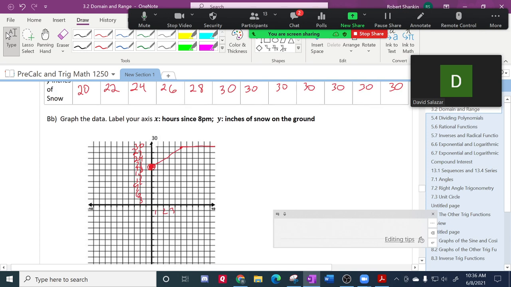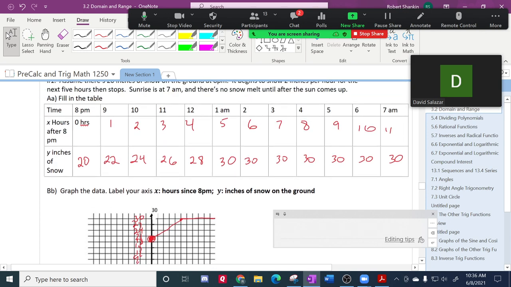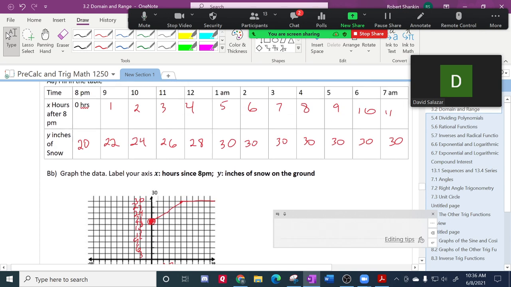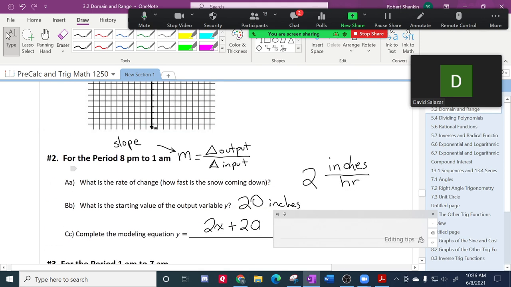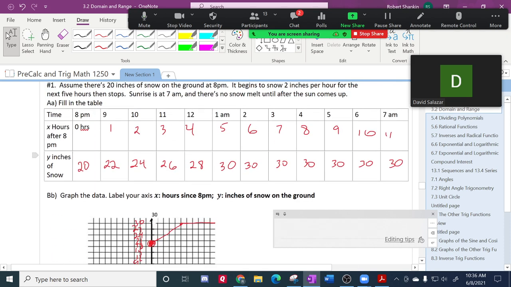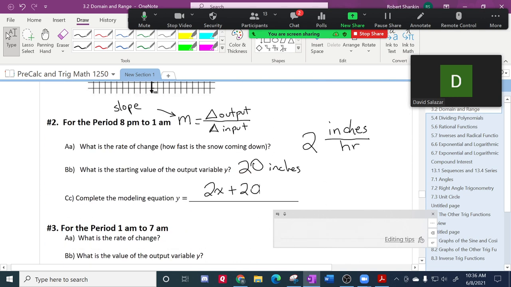All right, now you said, very interesting, you have no idea how to do it once it gets to a constant. It's a very good observation. This is asking just for the period from 8 p.m. to 1 a.m. So it's just up to where it becomes a constant. And so we're not asking for anything after that at this point. But it is 2x plus 20.